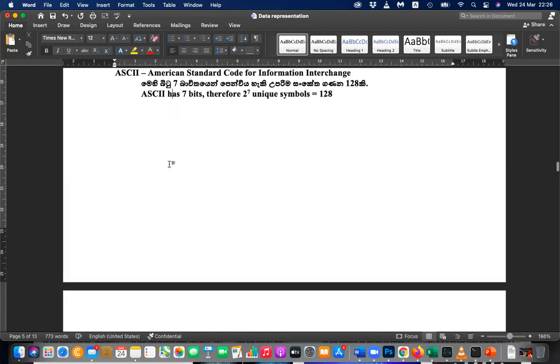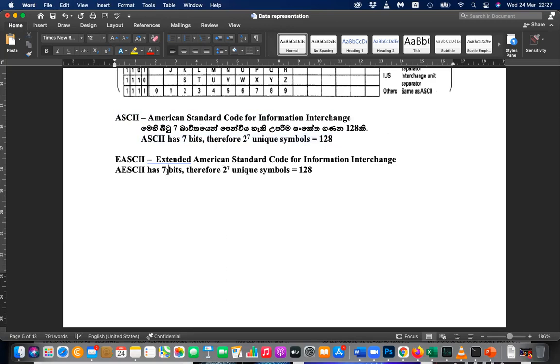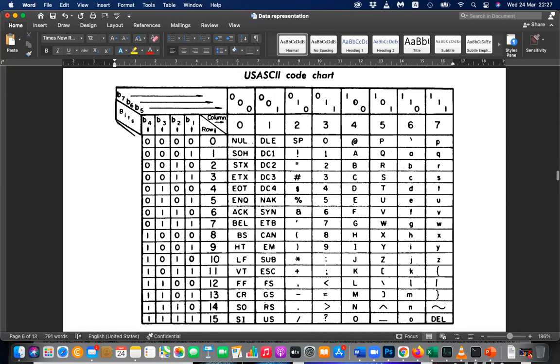Therefore, there's another version called eASCII or extended ASCII. Please write down after that. eASCII has 8 bits, so 2 to the power 8 unique symbols, and 256 characters. That is extended ASCII. And here's the table. I have downloaded it from US ASCII, the United States version of the American Standard Code for Information Interchange. So these are the symbols.